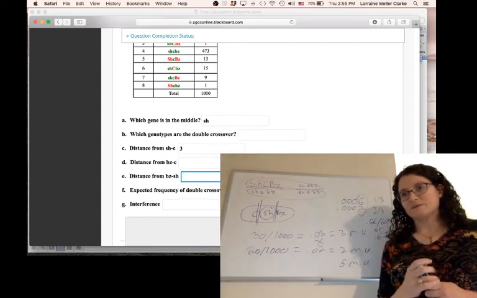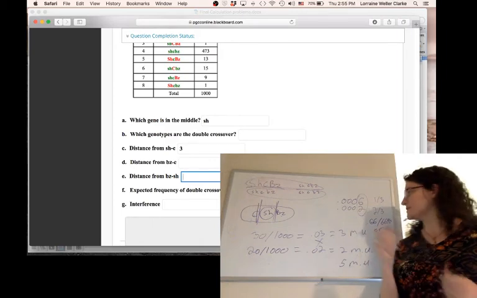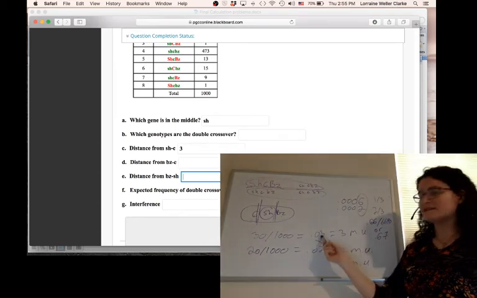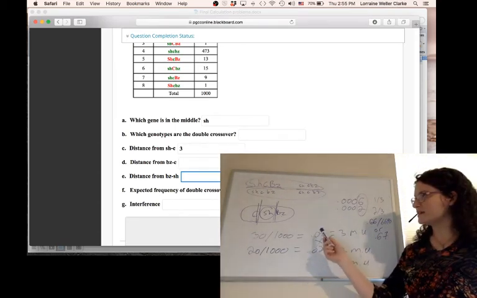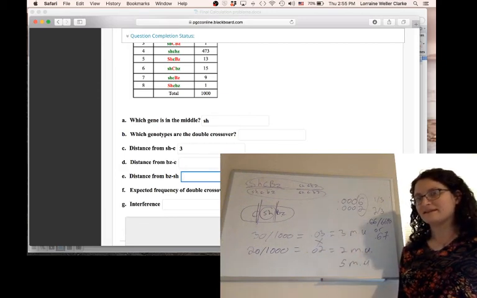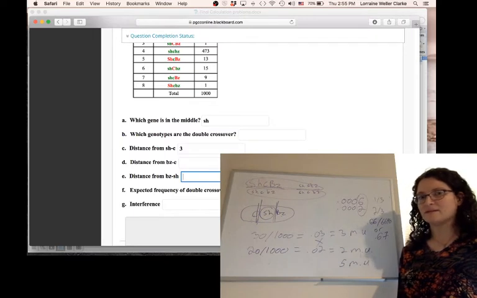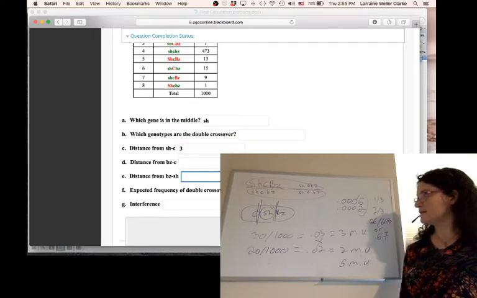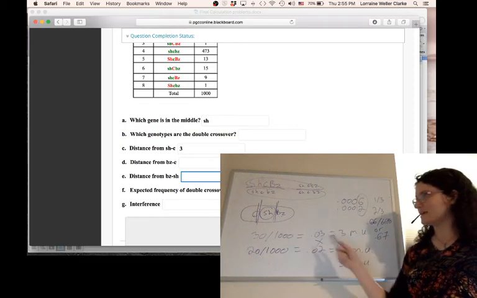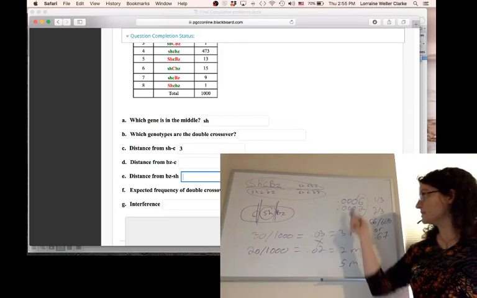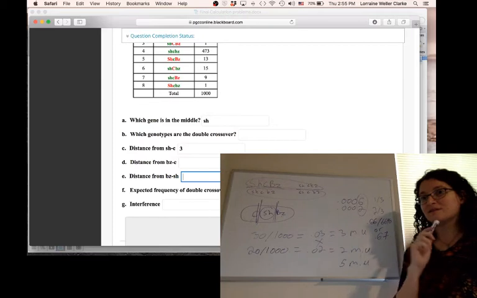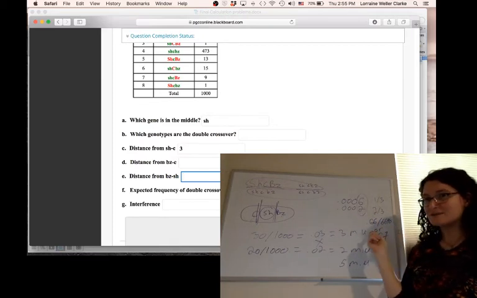That's the interference value. Again, this is the AND rule. The chance of it happening here and the chance of it happening here is the frequency that the doubles will happen. You have 3 mu times 2 mu, which equals 0.03 times 0.02, which is 0.006. You found 0.002.